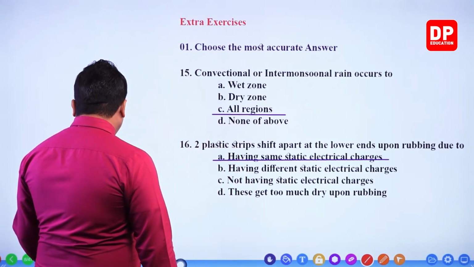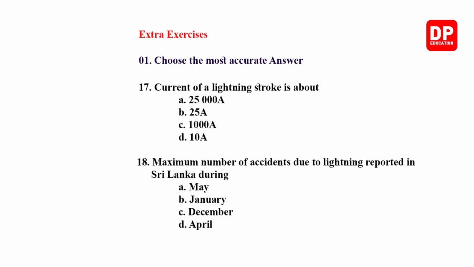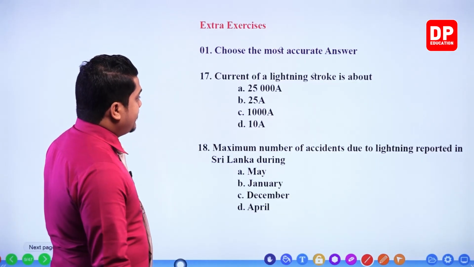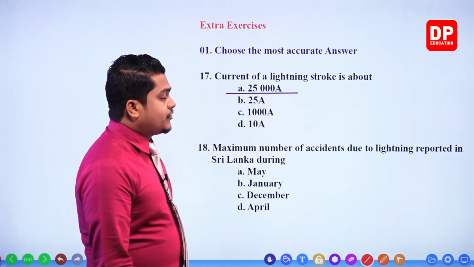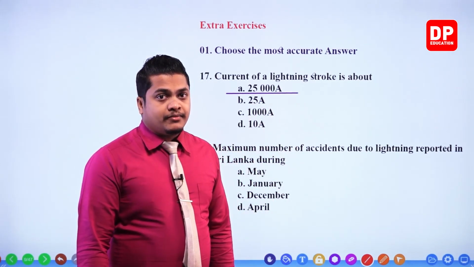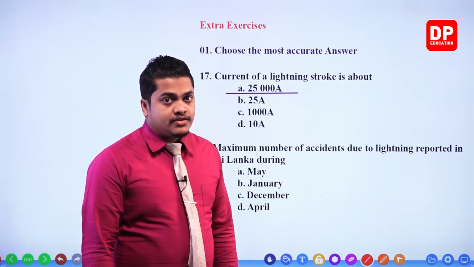Then question number 17. Current of a lightning stroke is about 25,000 amperes. The first and foremost answer is correct. It is having a current of 25,000 amperes with a voltage around 10 million volts.